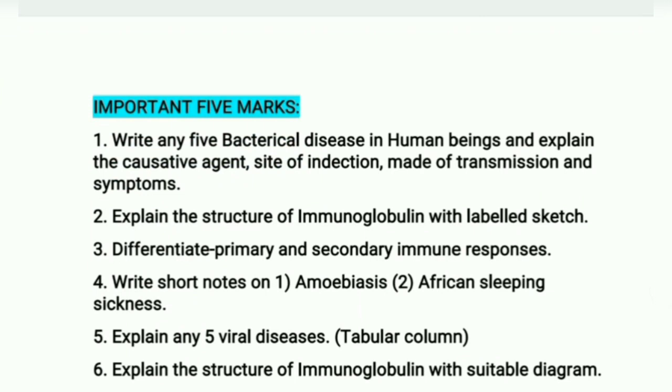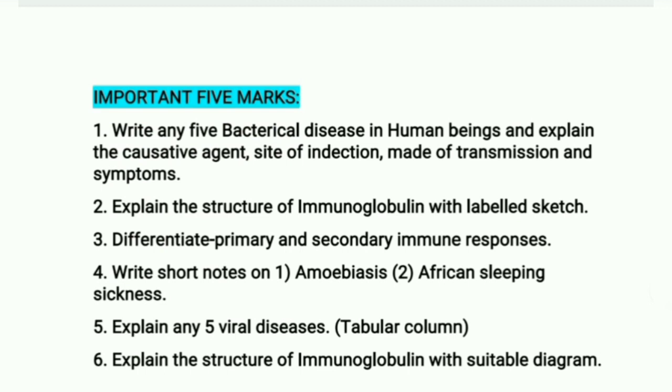Important 5 marks. Write any 5 bacterial diseases in human beings and explain the causative agent, site of infection, mode of transmission, and symptoms. Explain the structure of immunoglobulin with labeled sketch. Differentiate primary and secondary immune responses.